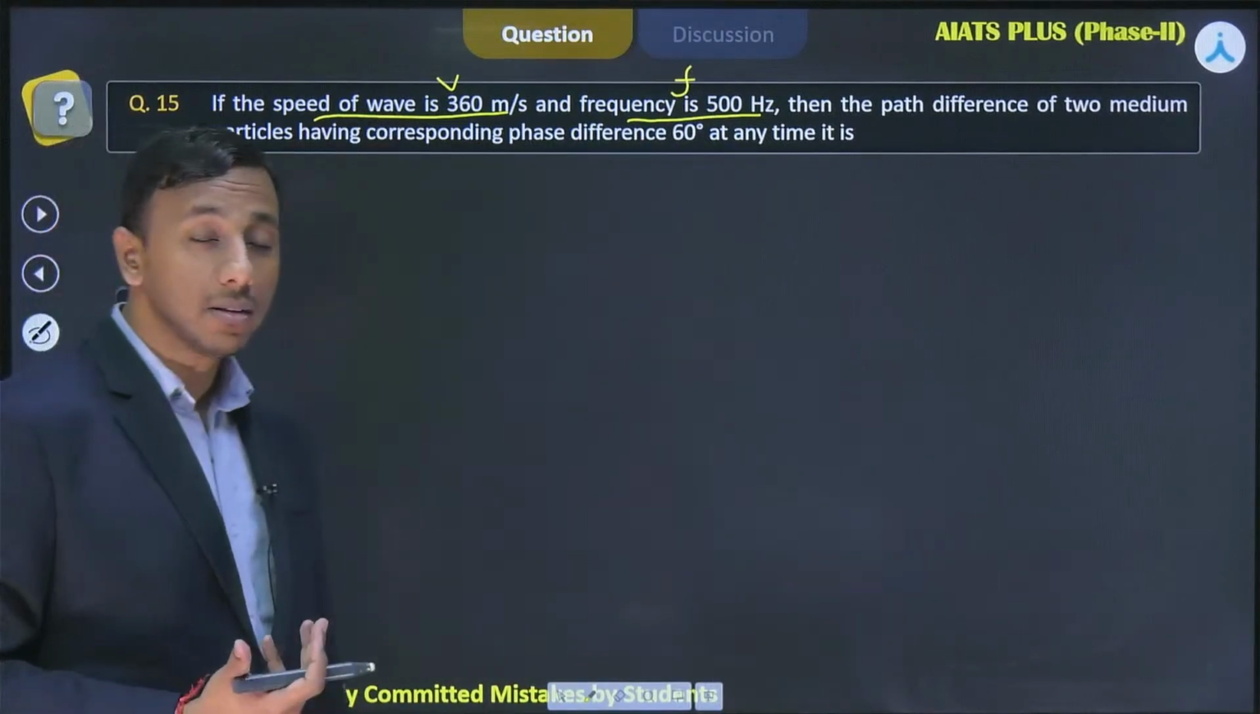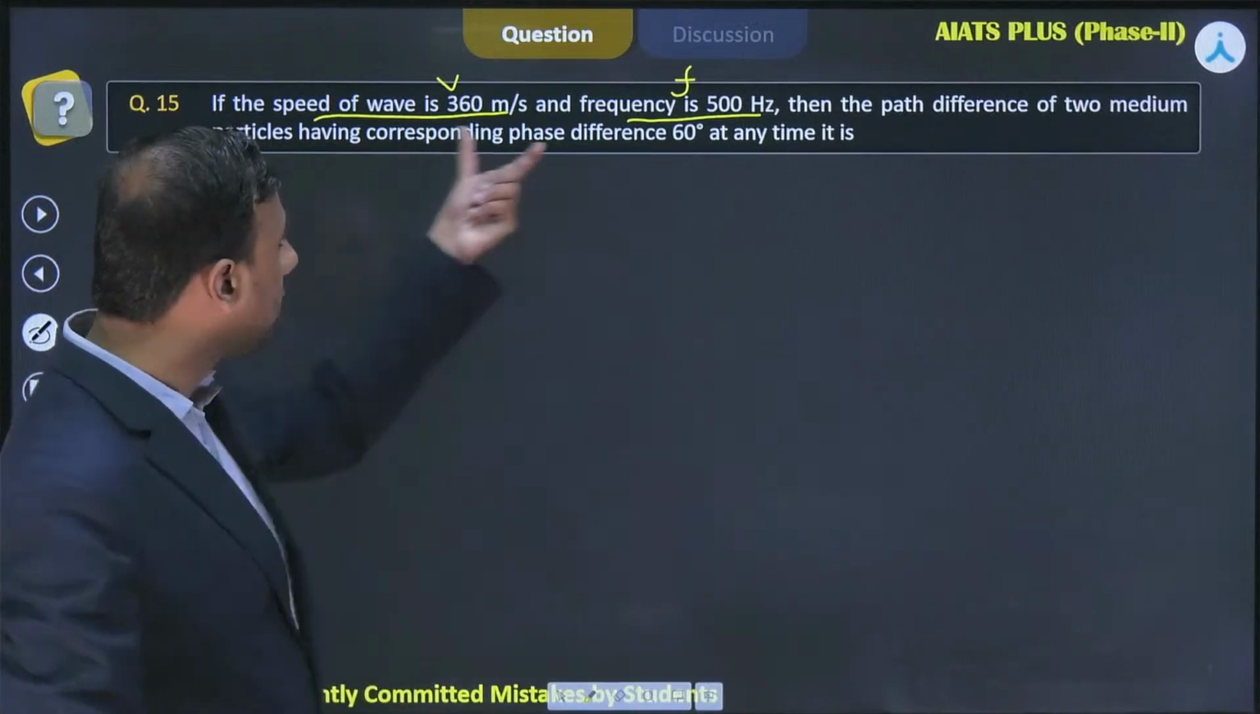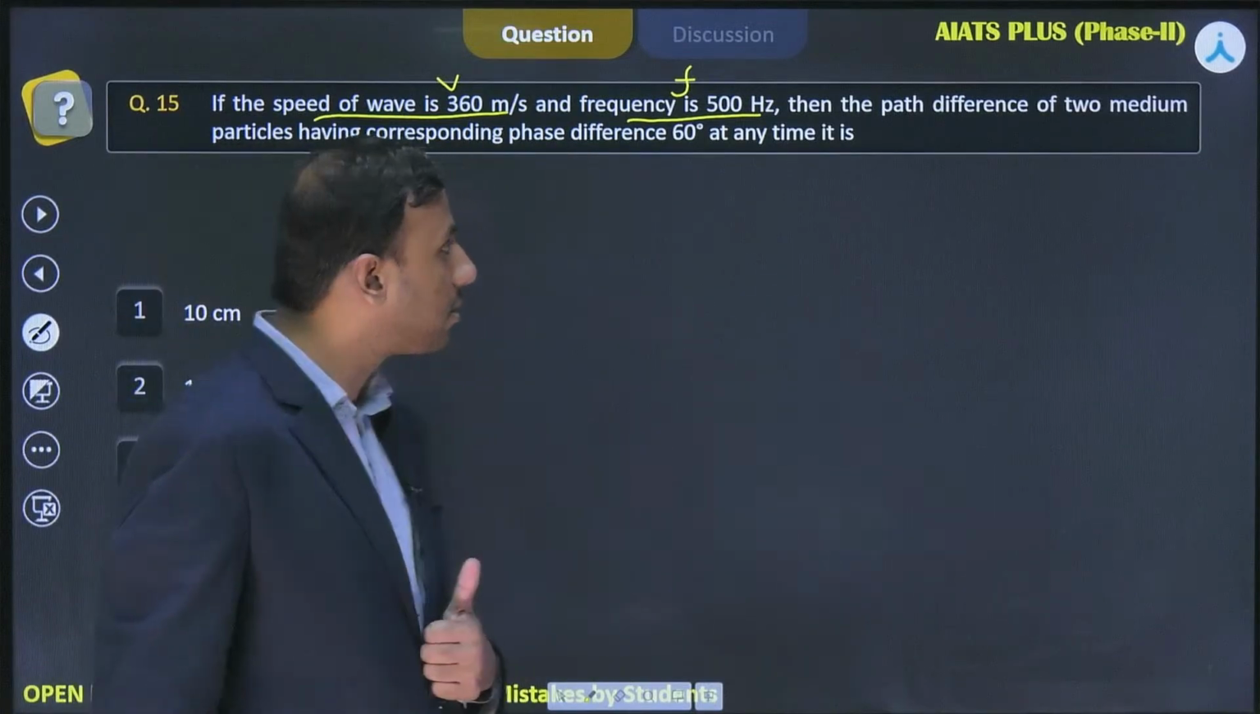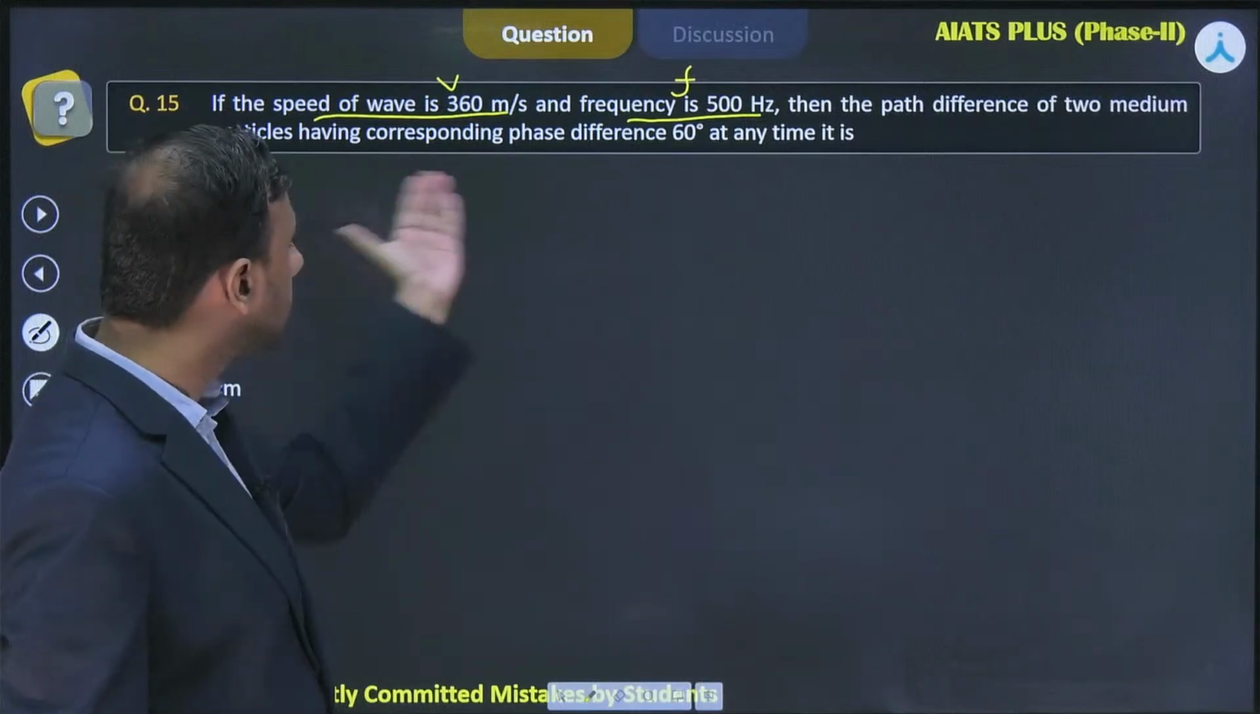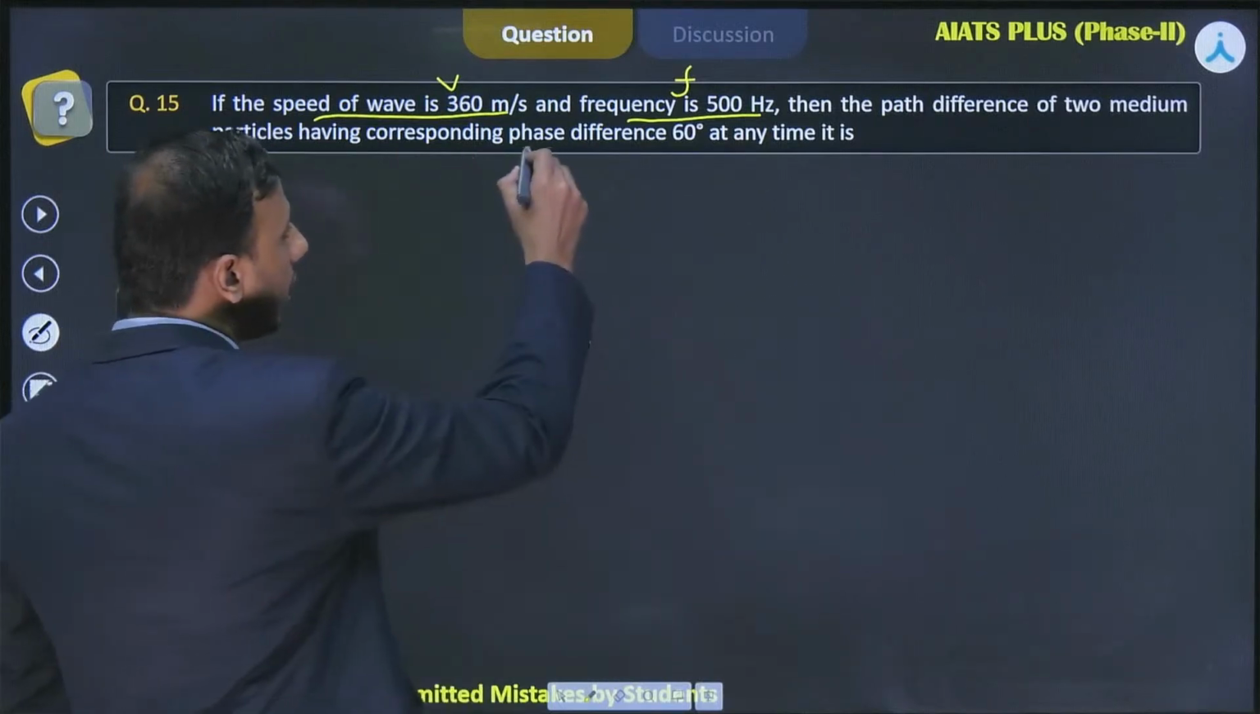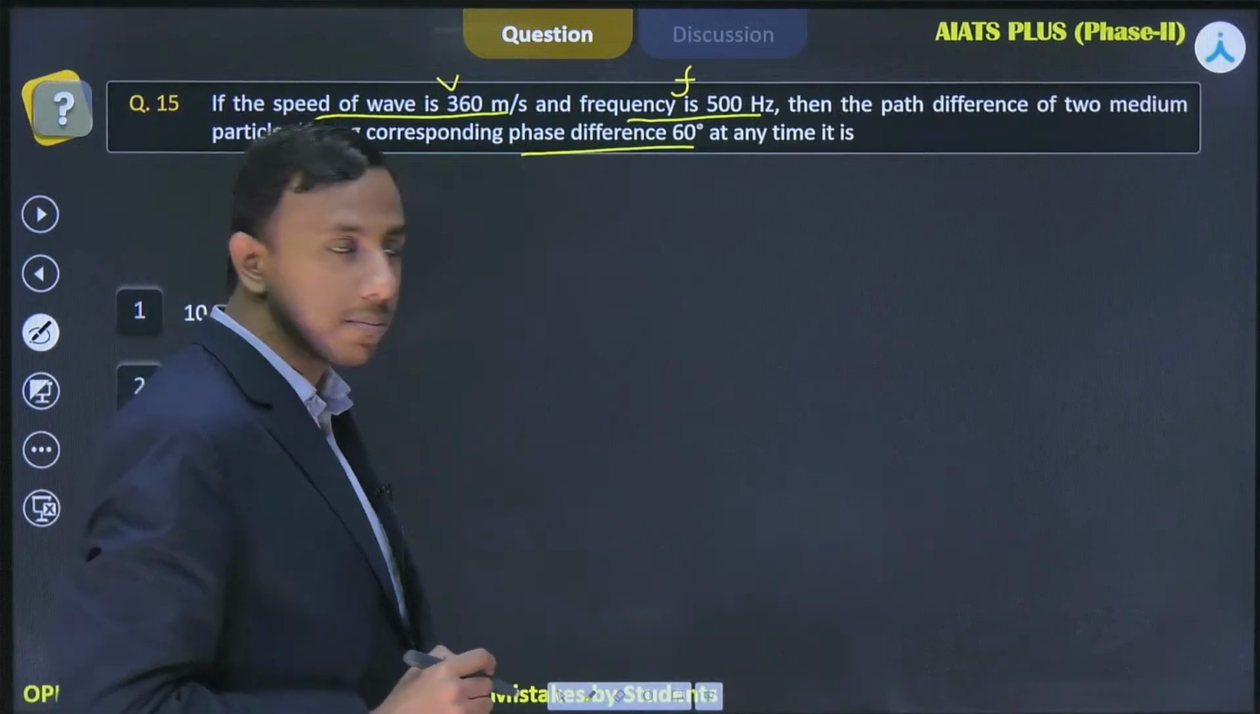So we can find the wavelength, isn't it? If the velocity of the wave is given and the frequency is given, we can find the wavelength, right? And they are asking for the path difference, and the phase difference is already given, right?